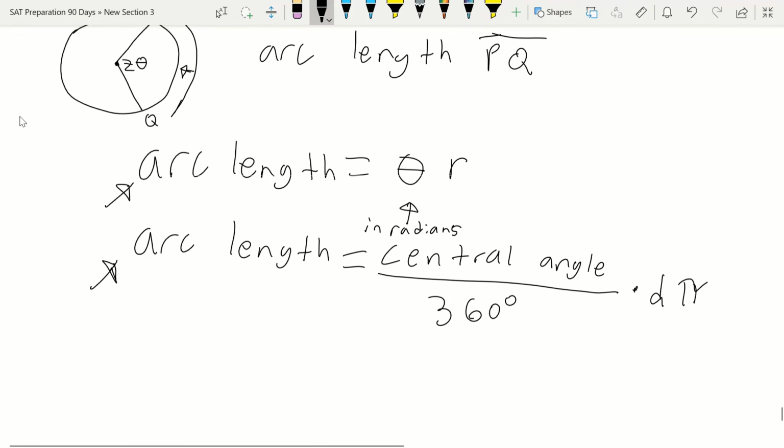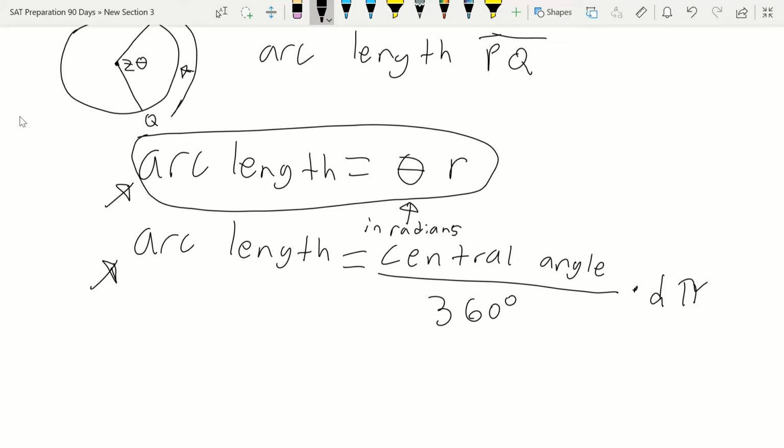I would definitely suggest using this top one right here if you can. So if you're given your angle in radians, go ahead and use this one. If you have your radius and you want to convert degrees to radians to use this one, go ahead and do that. Let's say you're given your radius instead of your diameter, and you're given your central angle in radians, go ahead and use this one. If you're given your diameter and your central angle in radians, I would suggest dividing by 2 to get to the radius and then using this top one again.